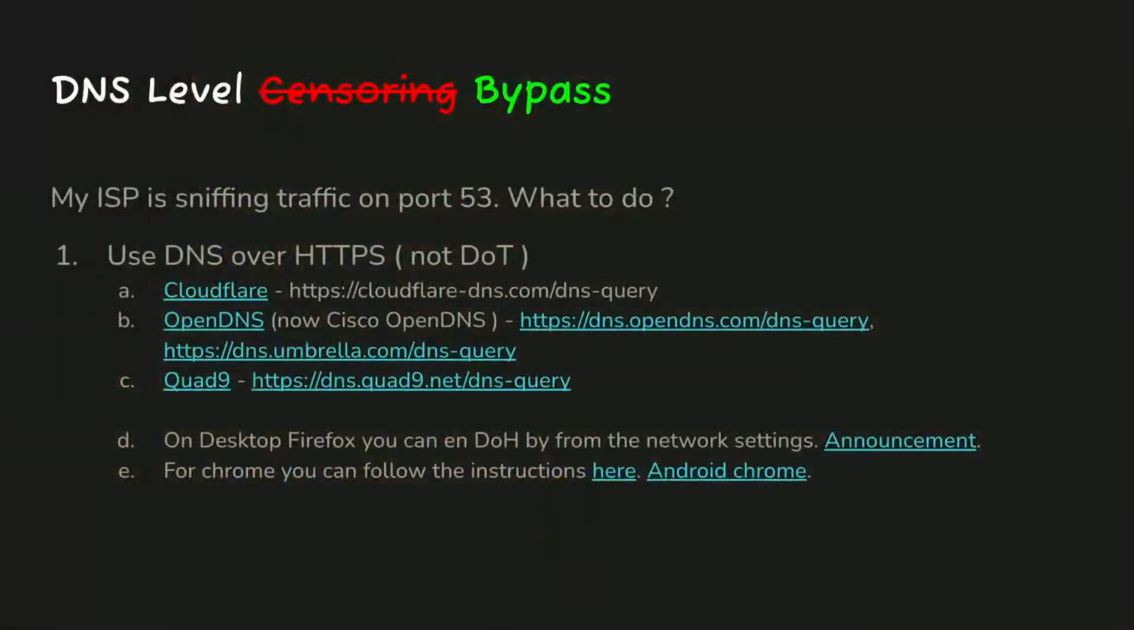Okay, first let me talk about the second case. The first case was where you had the default DNS set by the ISP. The second case is where there is transparent proxying. Any traffic that you send on port 53 is transferred to the proxy and a fake response is returned from that. To bypass that, we have technical solutions like DNS over HTTPS and DNS over TLS.